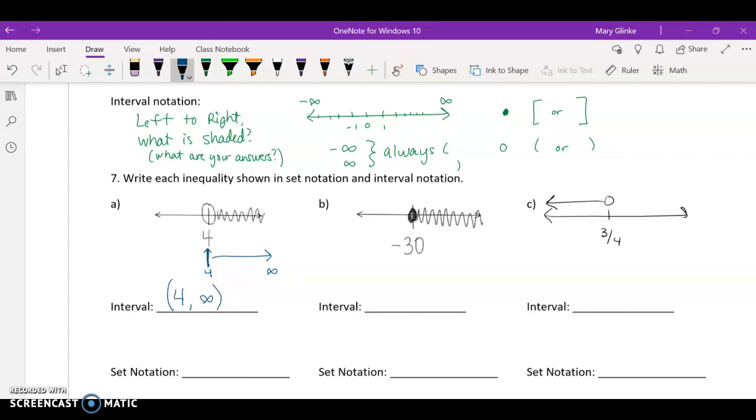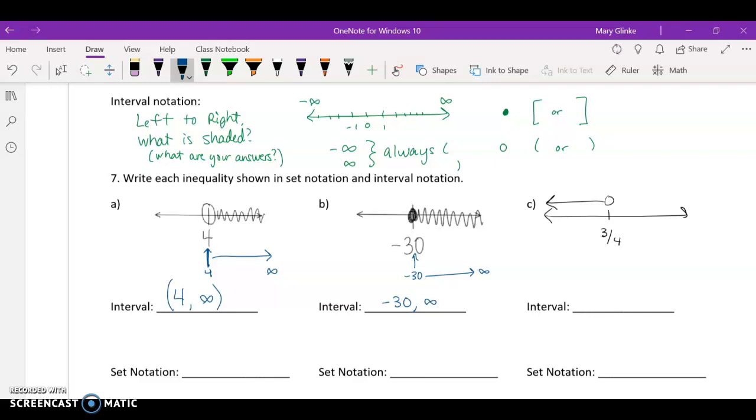Versus the next one, let's actually move to B and do interval notation for all of these first. So for B, notice here, our graph is not shaded to the left at all. Our graph starts being shaded here at -30. And then after -30, it is being shaded to the right for forever, and to the right is positive infinity. So our interval starts at negative 30 and ends at infinity, whenever that happens.